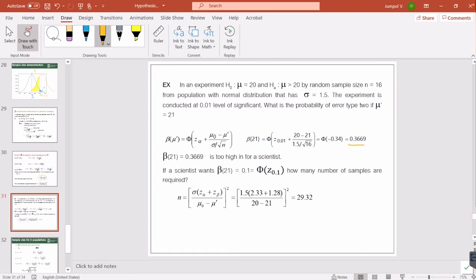So the scientists want to reduce beta to 0.1. If we plug the numbers into the formula to compute n, we get n equal to 29.32, which is higher. So it means that a higher n will lower the error probability.